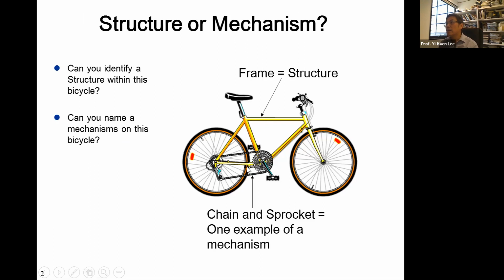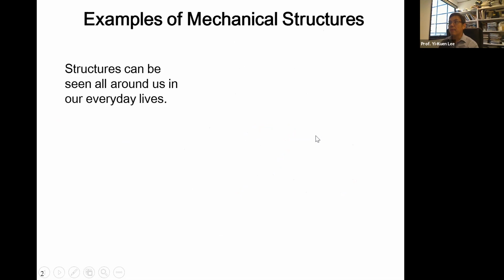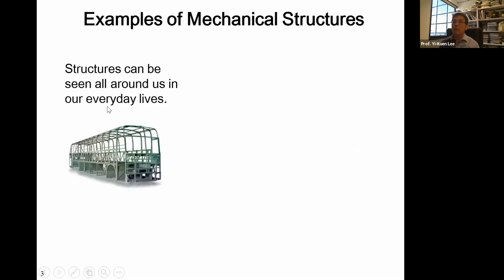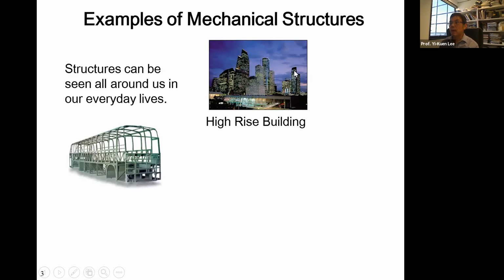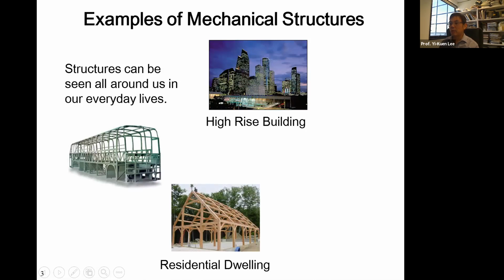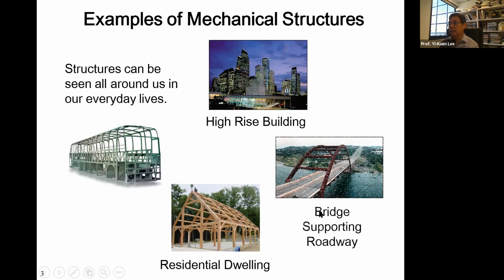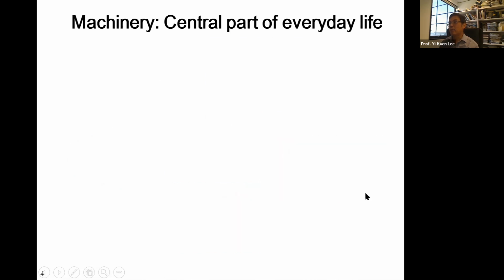is a structure, mechanical structure. So they are different. And of course, examples of a mechanical structure can be seen around ourselves, right? In daily life, in all this kind of public transportation, high-rise buildings, residential buildings. Okay, this is a bridge.